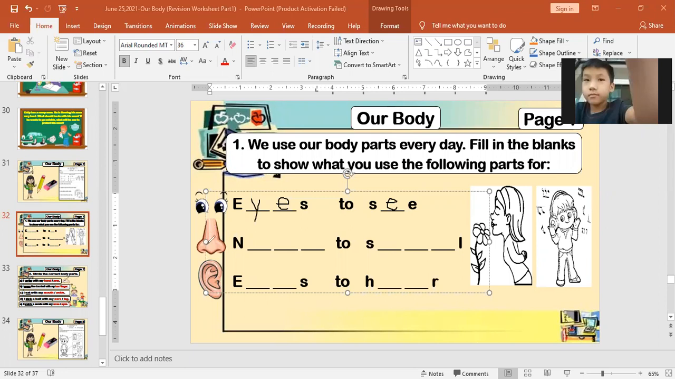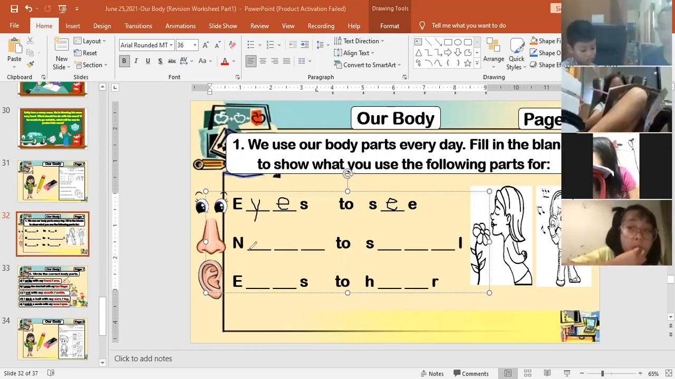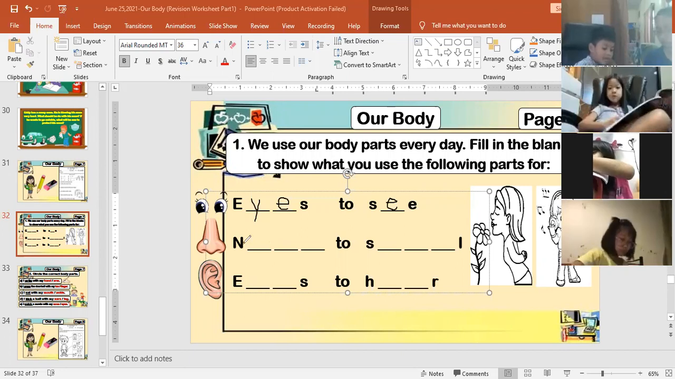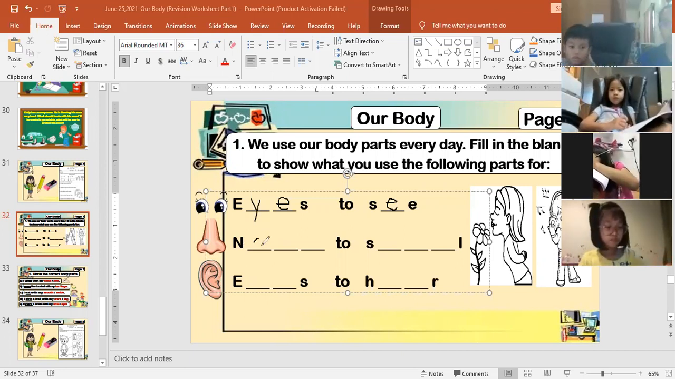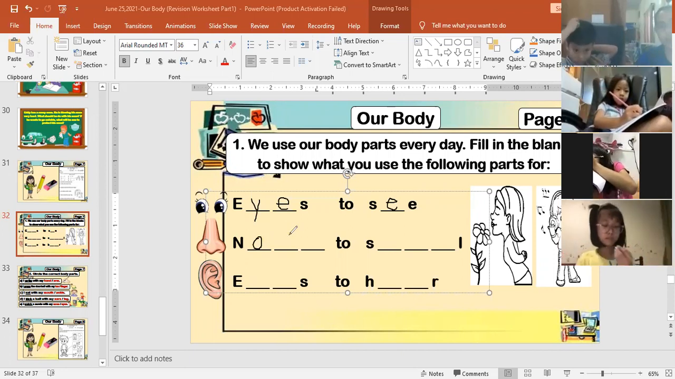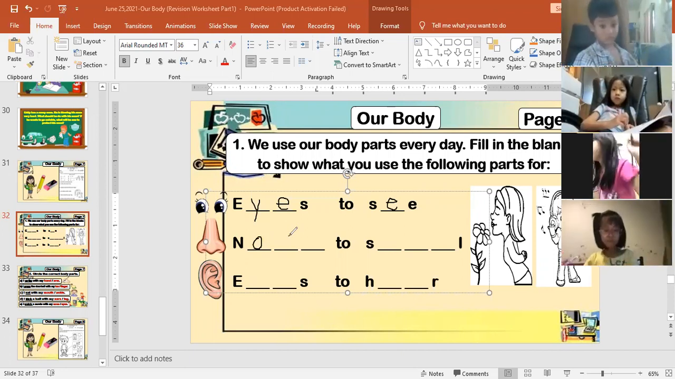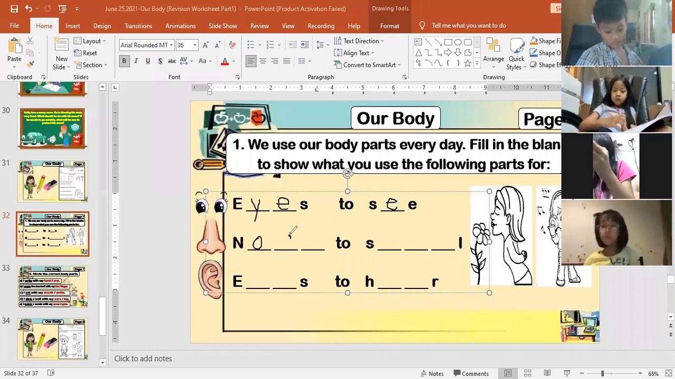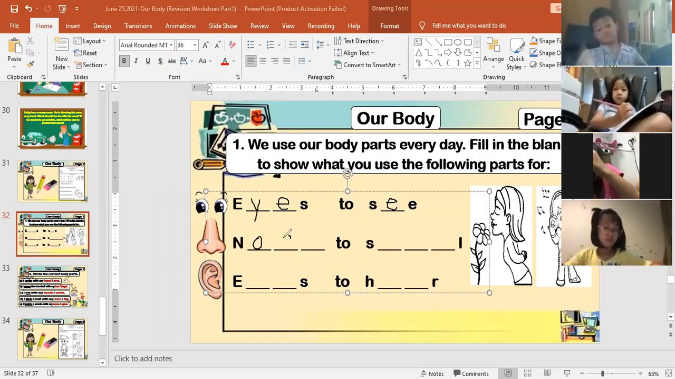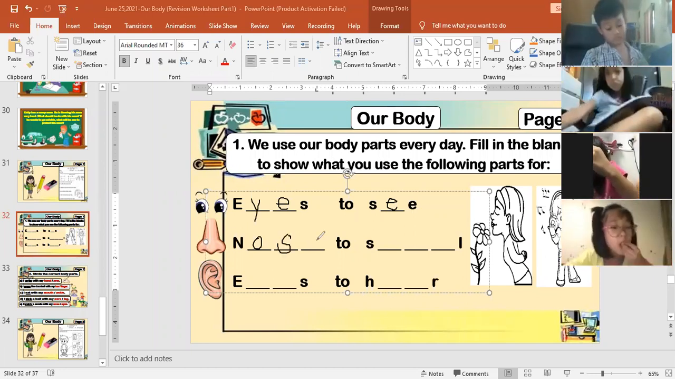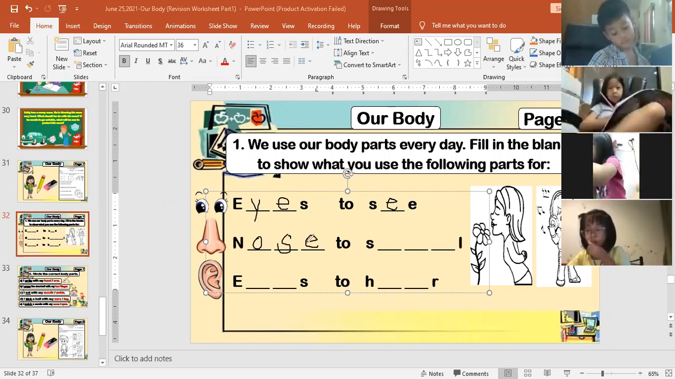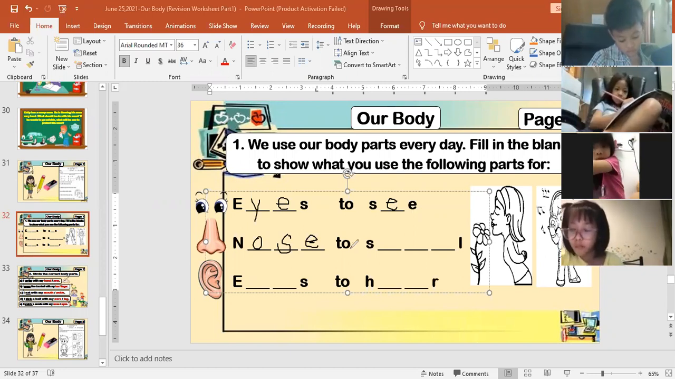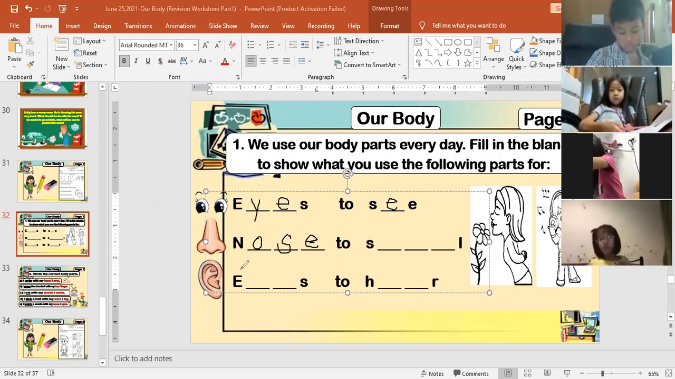How about this one? What part of the body is this? Nose. How do you spell nose? What letter is next to letter N? O. Next letter? S. Okay, S, E. N-O-S-E. For what is our nose?